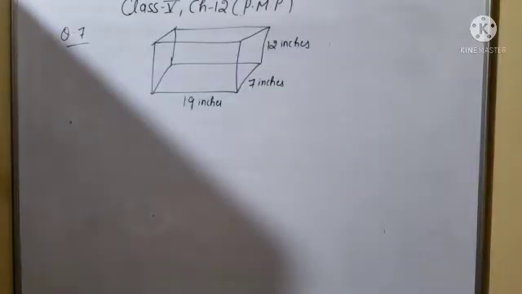Now let's start our next question. So what is question number 7, beta? Question number 7 is given. Open page number 24, the last question of Practice Makes Perfect. Kelly has a rectangular fish aquarium that measures 19 inches long, 7 inches wide, and 12 inches tall. What is the maximum amount of water the aquarium can hold?